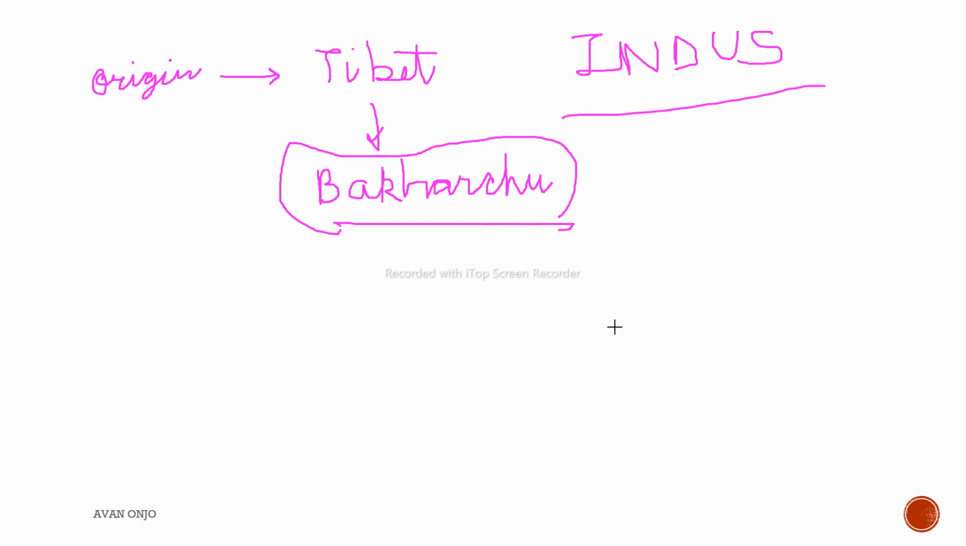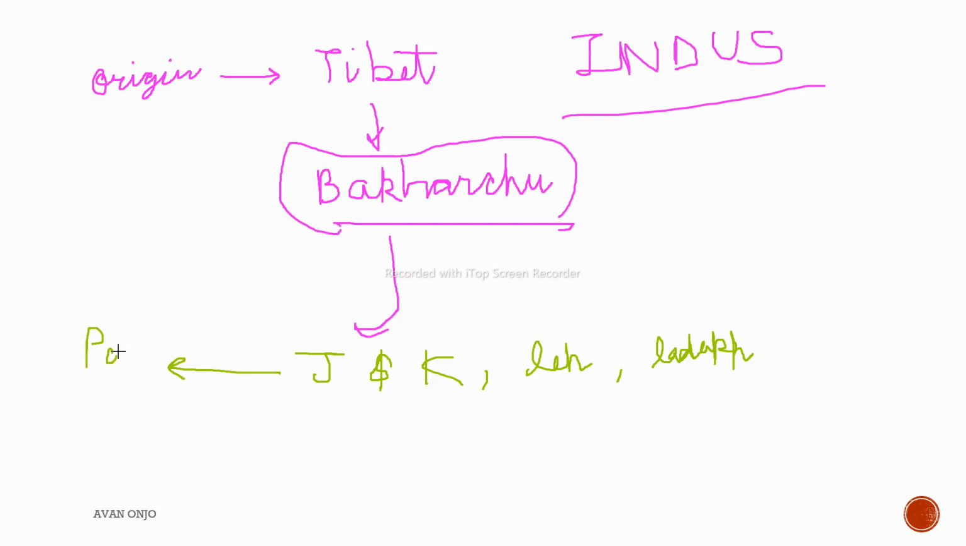From Bokhar Chu, the Indus is going to flow to the next place, Jammu and Kashmir. In Jammu and Kashmir it is going to flow in Leh and Ladakh. These are the regions where it flows. Then after Jammu and Kashmir it is going to go to POK, Pakistan Occupied Kashmir, where to be exact it goes to the region known as Demchok in POK.